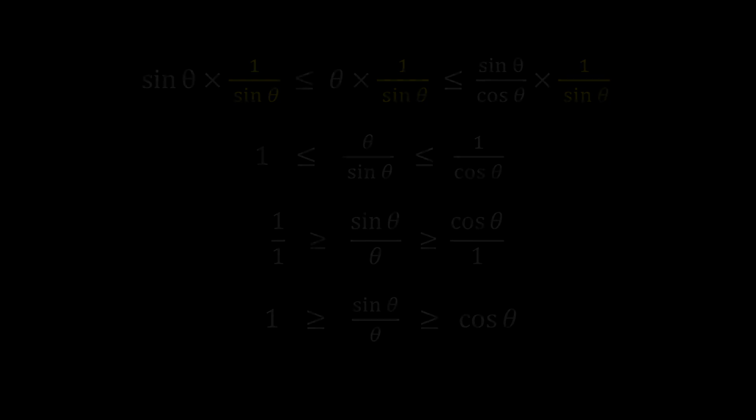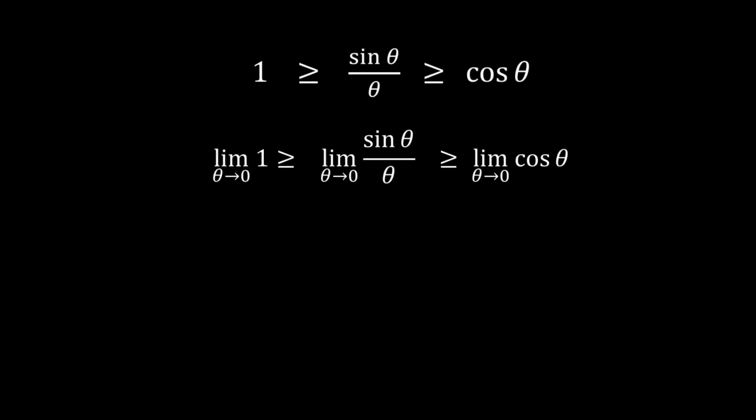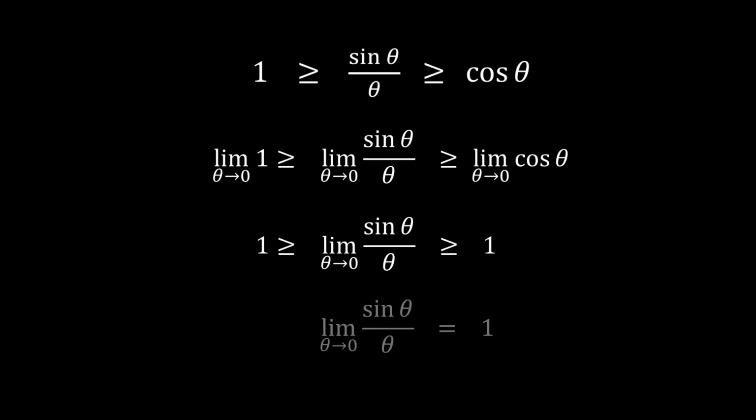Now let's apply the limit to each term of the obtained inequality, considering the condition that theta approaches 0. The limit of 1 on the left-hand side will always be 1, regardless of the value of theta. And as theta approaches 0, the cosine function, cosine theta, converges to 1. Since both the left-hand side and the right-hand side have become 1, the intermediate term, the limit of sine theta over theta, also becomes 1.